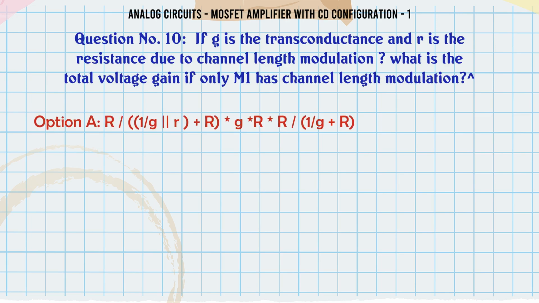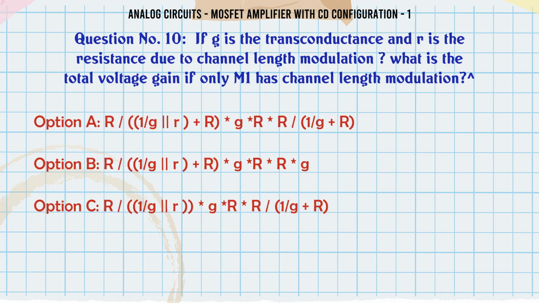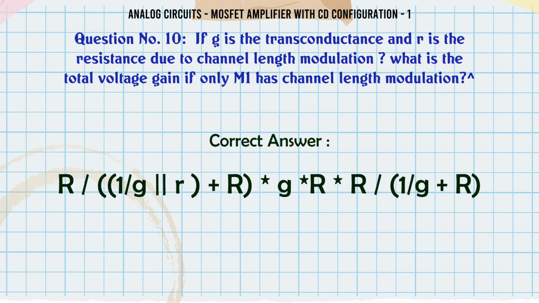If G is the transconductance and R is the resistance due to channel length modulation, what is the total voltage gain if only M1 has channel length modulation? A R1 GR, B R1 GR, C R1 GR, D R1 GR. The correct answer is R1 GR over R1 GR.